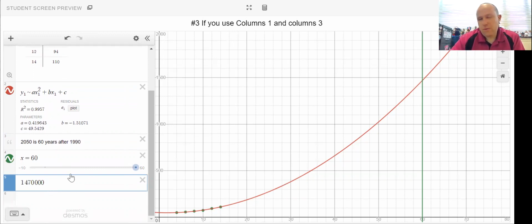1,470,000. We don't talk about it much in this class, but really this is not a good idea. Look how close these points are together, and look how far we're extrapolating. That's to extend the data into the future to make a prediction. That's probably too far away to be able to judge accurately, so that's probably not going to be an accurate number.